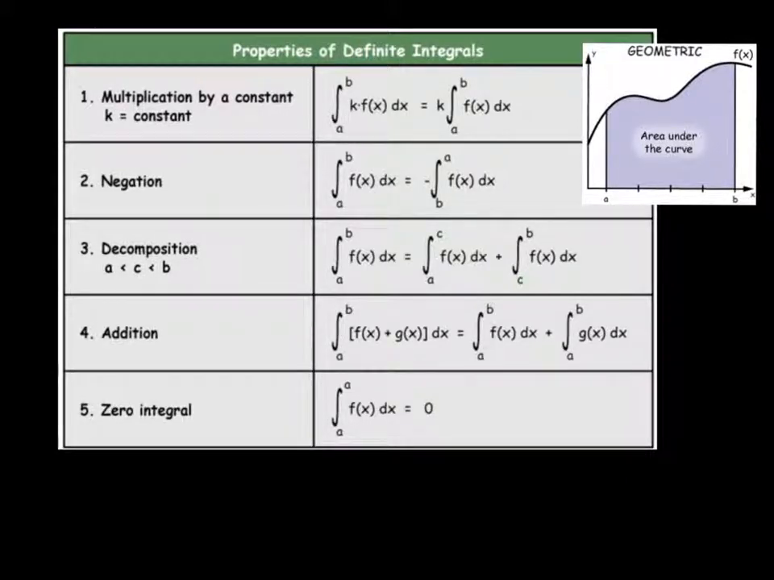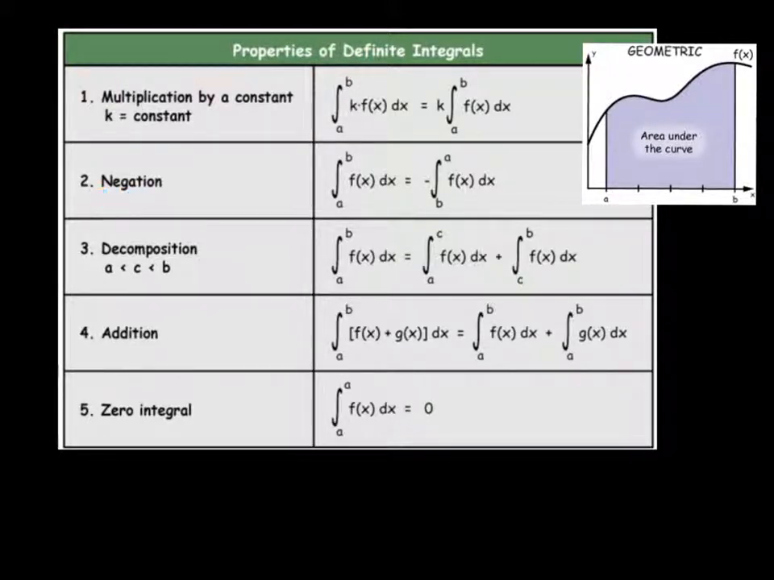The first one is called multiplication by a constant. K is your constant. So I have the integral from A to B of K times f of x dx. All this is saying is that that constant can come out in front, so it's K times the integral from A to B of f of x dx. That just tells you if you have a constant, pull it out in front, do the integral, and multiply times your constant at the end.